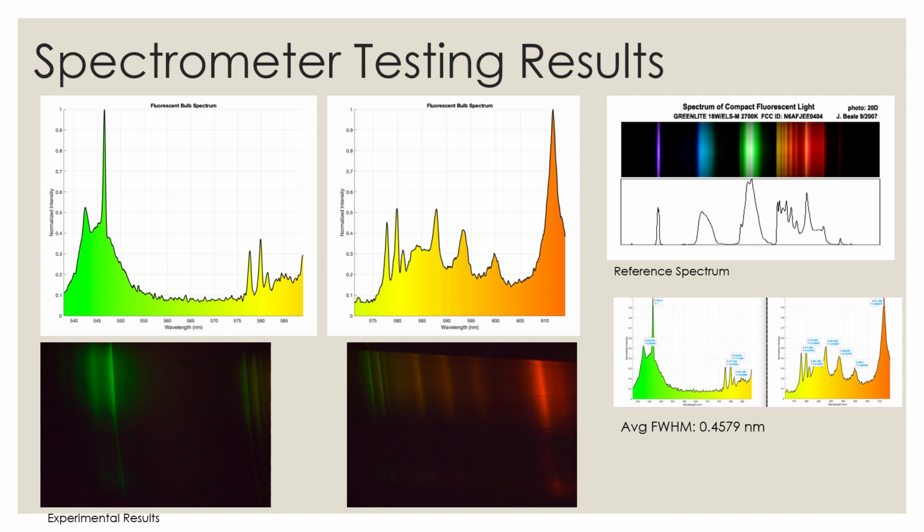A polynomial fit was used to convert pixel position to wavelength, followed by smoothing and normalization to produce clean, well-defined peaks. This experimental spectrum ultimately aligned with the reference spectral lines. To assess the resolution, I took the average full width at half maximum of the peaks across the two images.